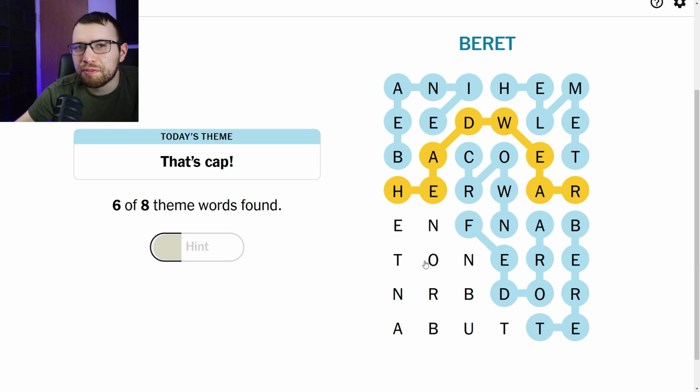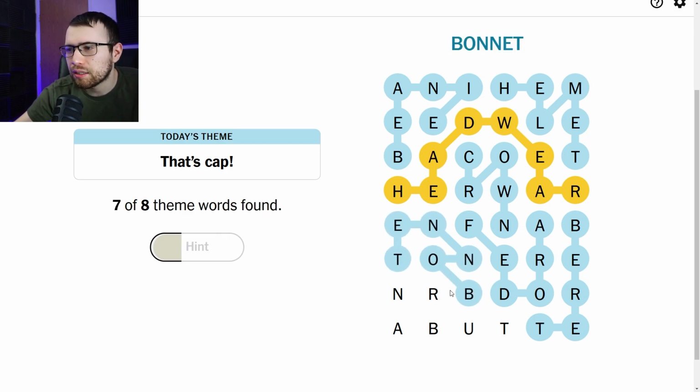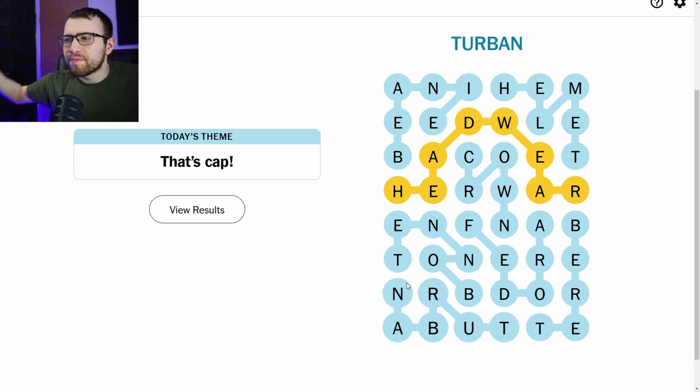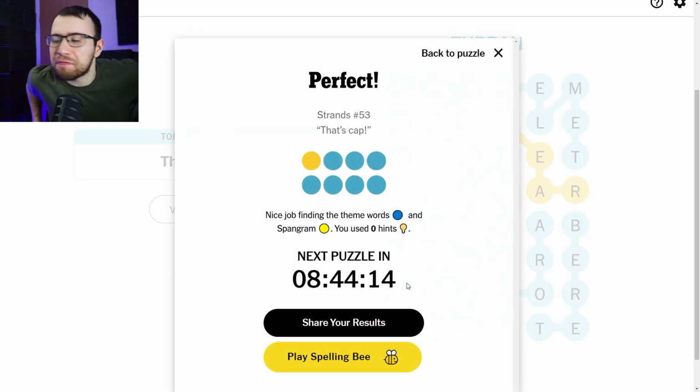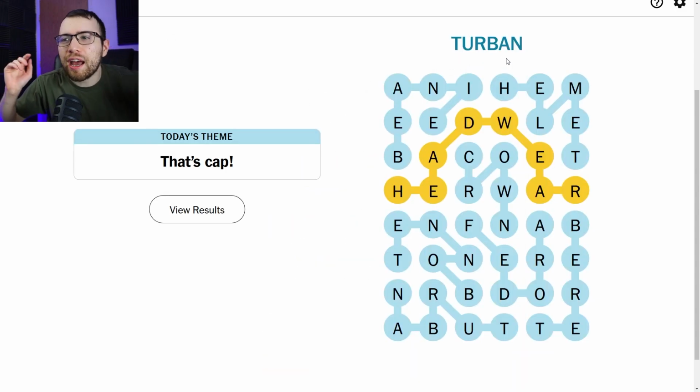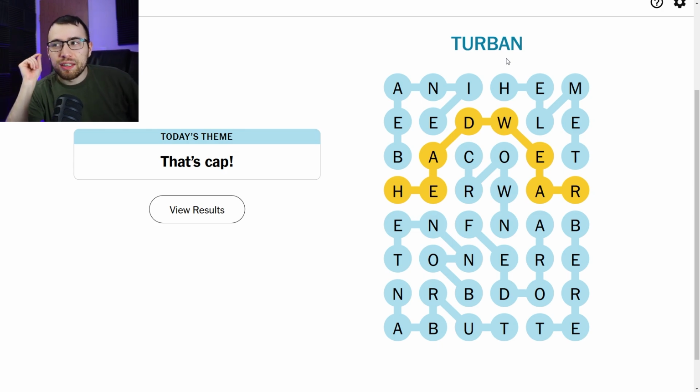It's amazing how fast this goes when you know the theme, right? If I didn't know the theme, I would be staring at this forever, having no idea. Bonnet, is that how you say that? Turban. Fastest one I've ever done. Fastest Strands I've ever done, because what is a cap? It's something you wear on your head. I thought of headwear, and I looked for that word specifically.